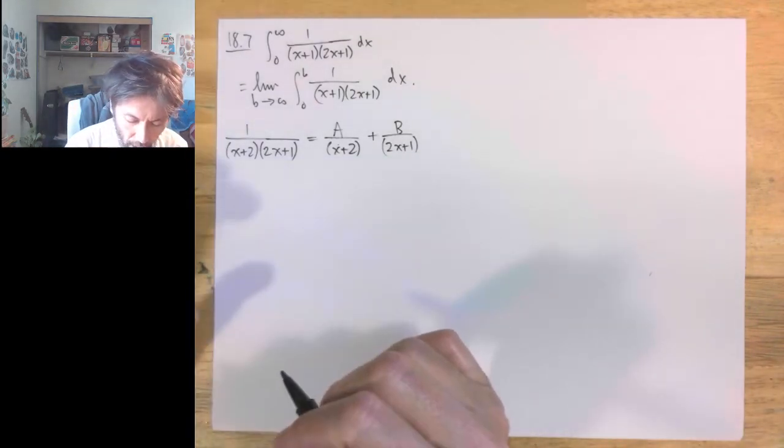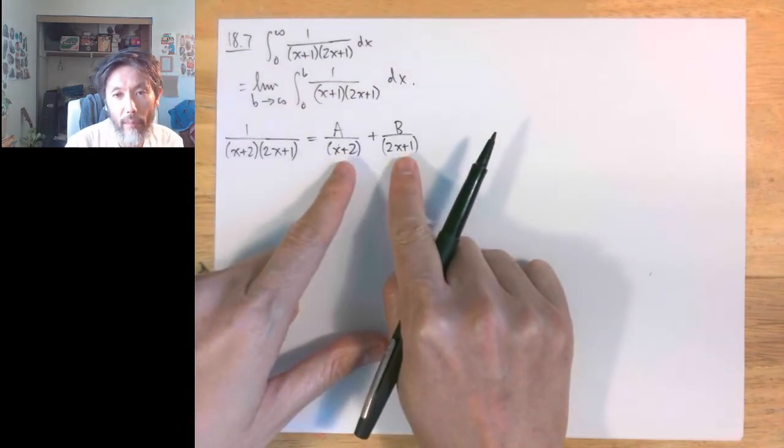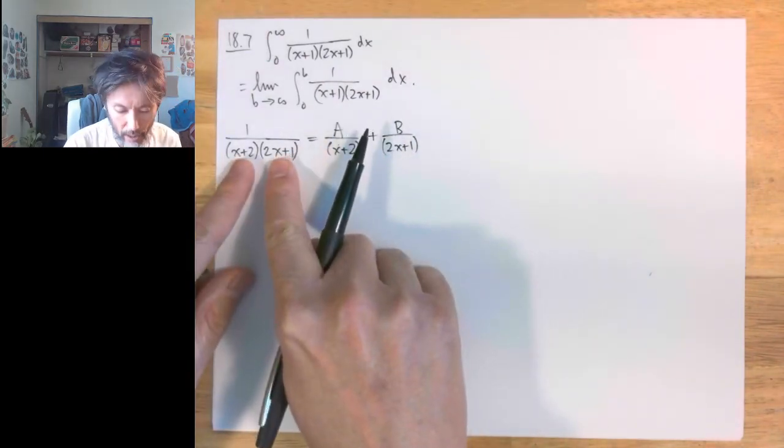Okay, so how can we do that? First step is to try to make the denominator of this side look the same as the denominator of this side.